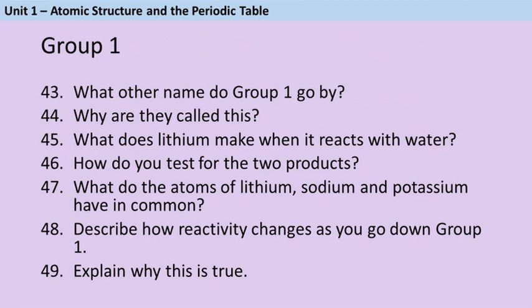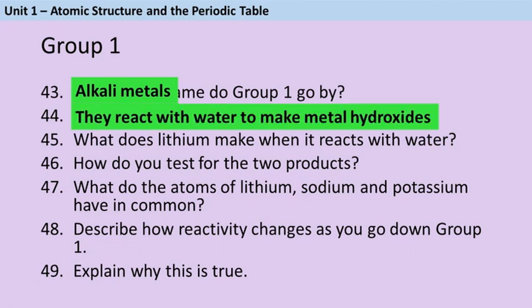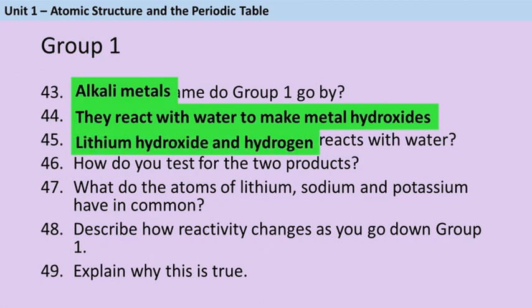Group 1 are the alkali metals, and they're not called this because they're alkalis. You know that an alkali is something with hydroxide ions, and they're just metals. So they're called the alkali metals because when they react with water, they make metal hydroxides. Lithium reacts with water to produce lithium hydroxide and hydrogen.